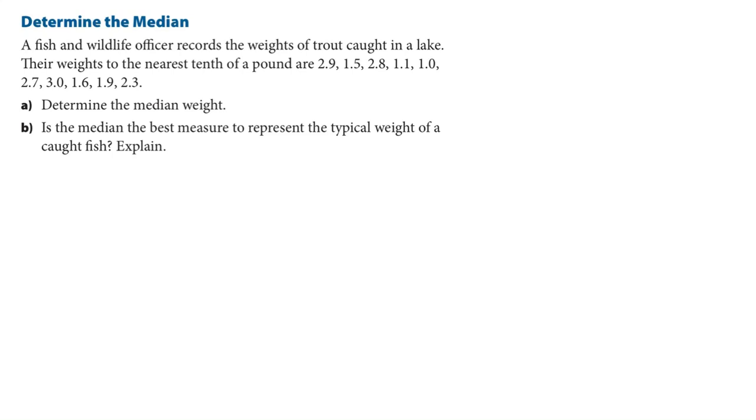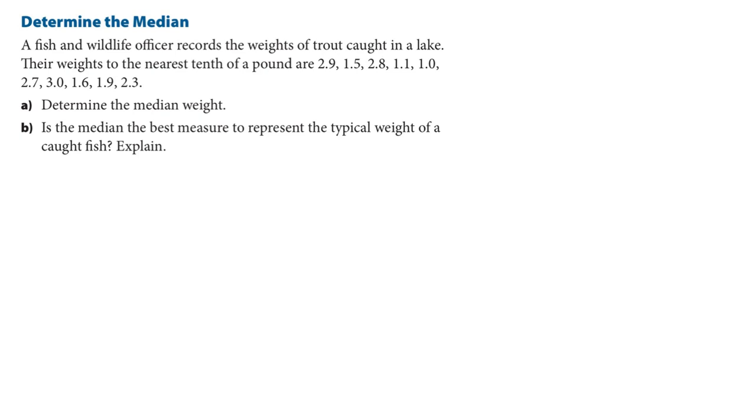This example has us determining the median. A fish and wildlife officer records the weight of trout caught in a lake. Their weights to the nearest tenth of a pound are 2.9, 1.5, 2.8, 1.1, 1.0, 2.7, 3.0, 1.6, 1.9, and 2.3. Determine the median weight.